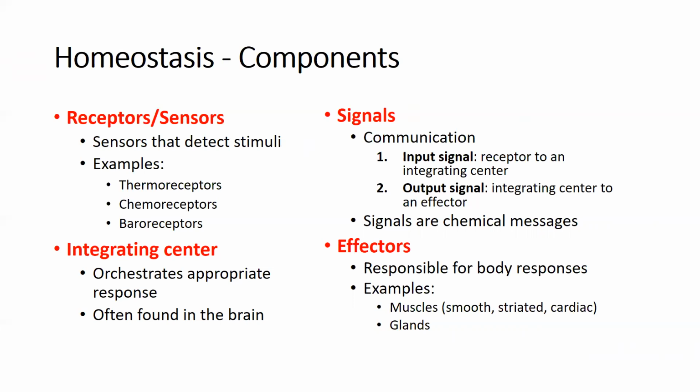It's going to report it to the second component here, which is the integrating center. As you mentioned before, this is often found in the brain, and this is basically the control station. This part of the brain is going to be taking in information from these receptors and sensors and sending out responses to the effector.